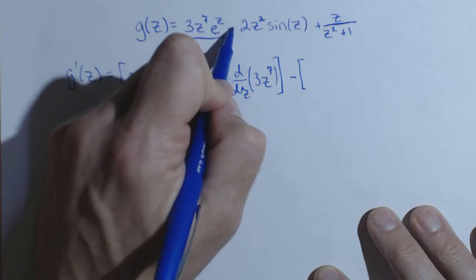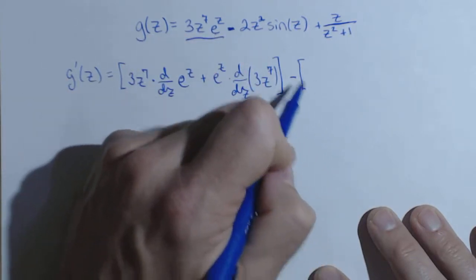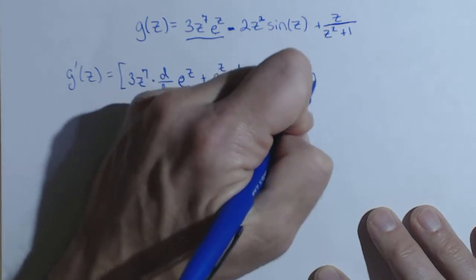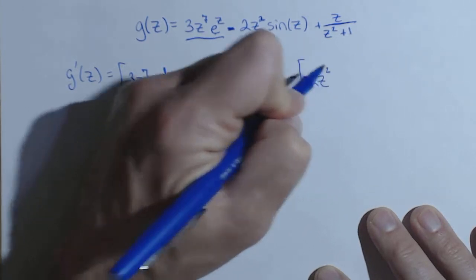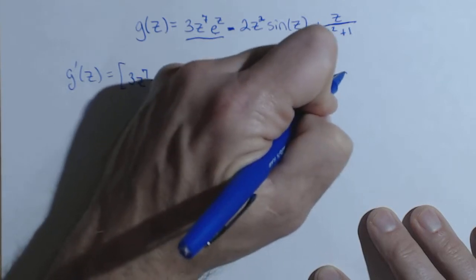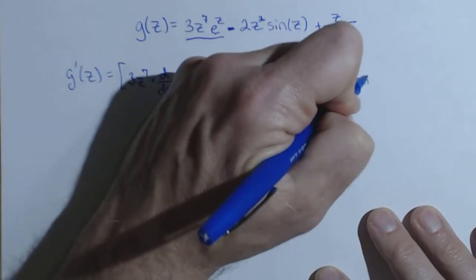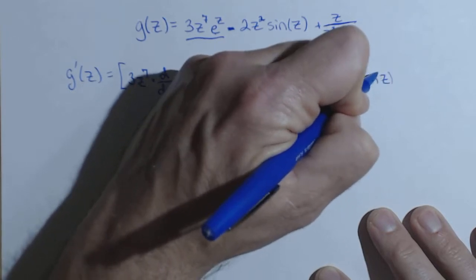Minus, so that's that minus symbol right there. We'll take care of distributing it later, but we do need to pay attention to it. Now we're going to hold the 2z squared constant times the derivative with respect to z of sine of z.